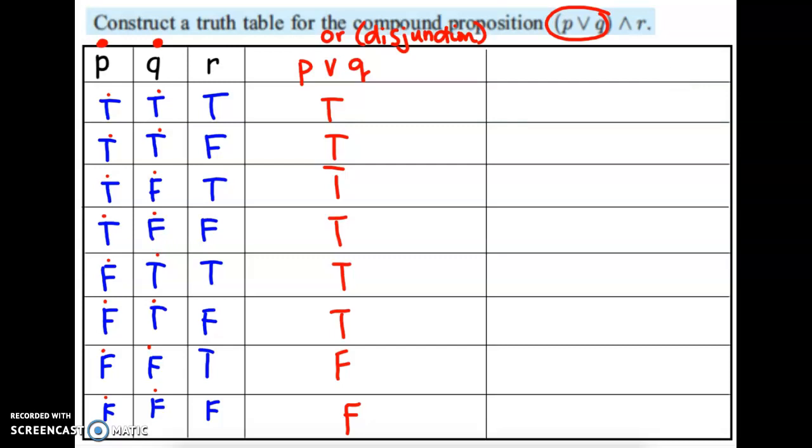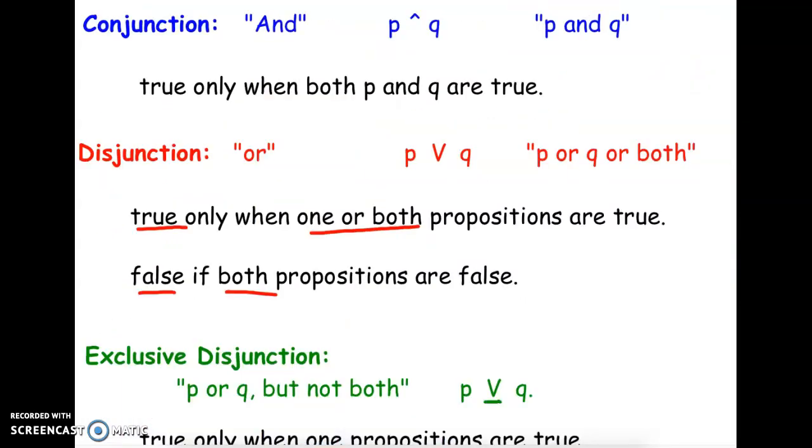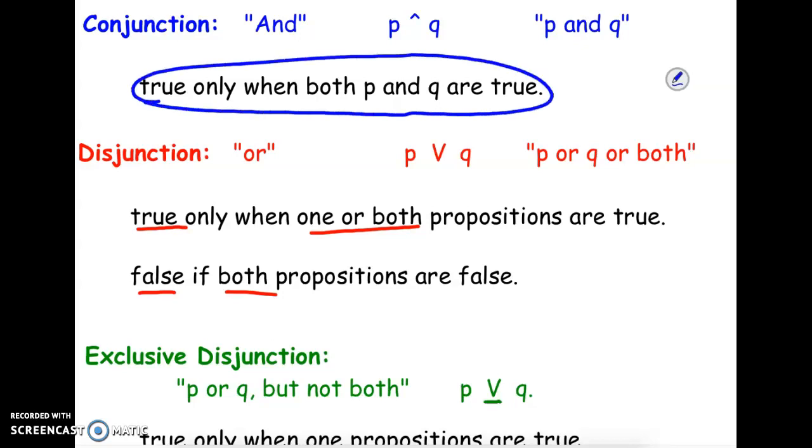All right. Now, we're going to take care of this part. Saying P or Q and R. So the symbol in between them is and. It's a conjunction. So we go back to conjunction. In the blue here, it's saying we want true when both of them are true.